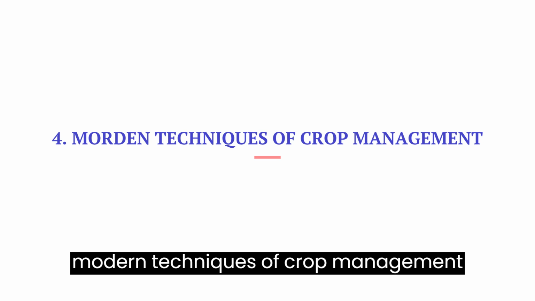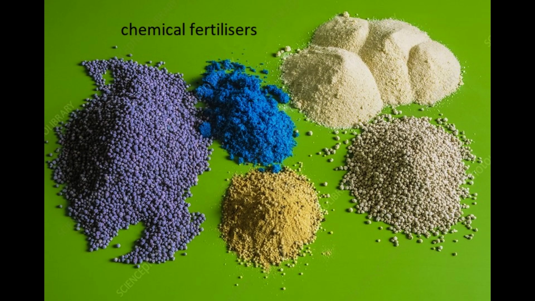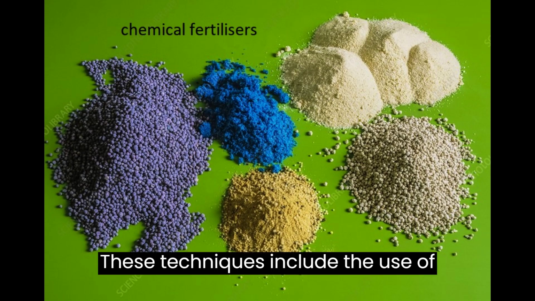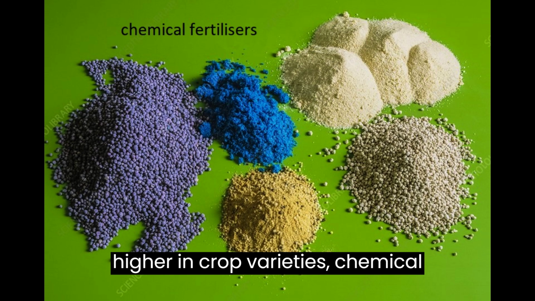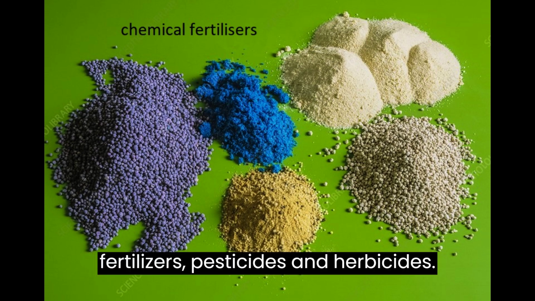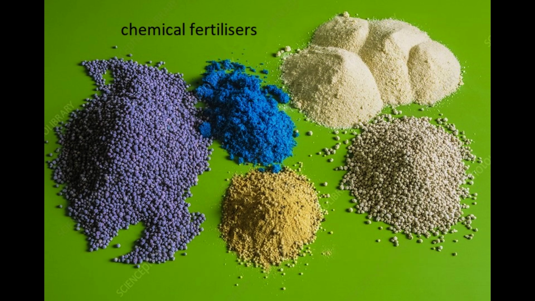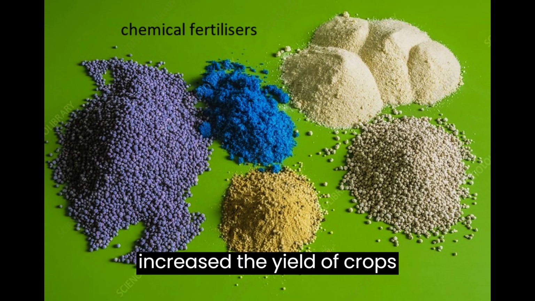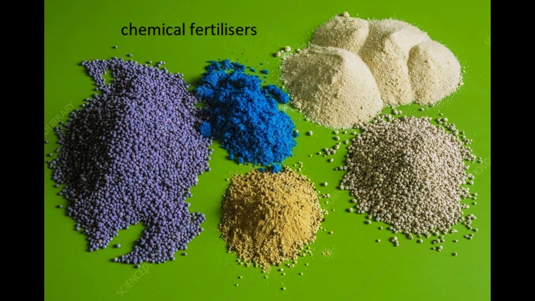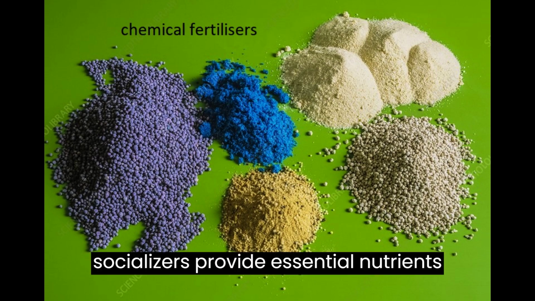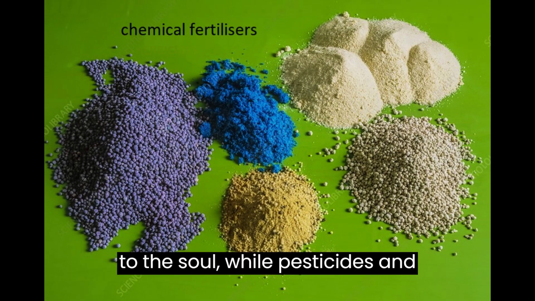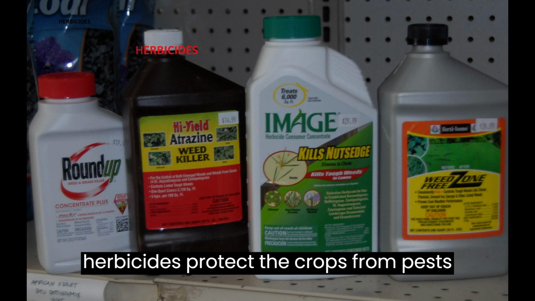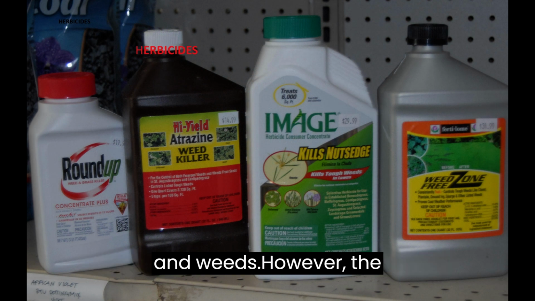Part 4. Modern techniques of crop management. In recent years, modern techniques of crop management have been developed to increase the yield and quality of crops. These techniques include the use of high-yielding crop varieties, chemical fertilizers, pesticides, and herbicides. The use of high-yielding crop varieties has increased the yield of crops significantly. Chemical fertilizers provide essential nutrients to the soil, while pesticides and herbicides protect the crops from pests and weeds.